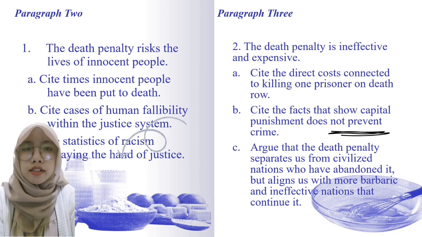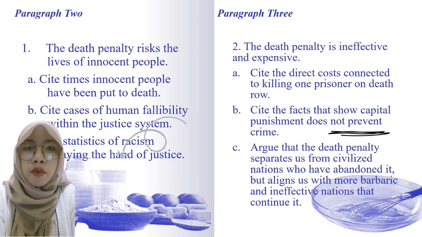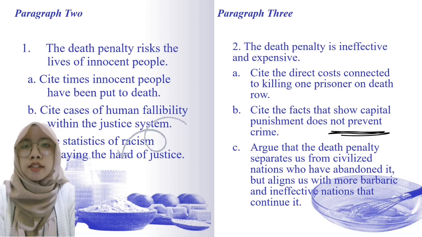Paragraph 3. The death penalty is ineffective and expensive. A. Cite the direct costs connected to killing one prisoner on death row. B. Cite the facts that show capital punishment does not prevent crime. C. Argue that the death penalty separates us from civilized nations who have abolished it, but aligns us with more barbaric and ineffective nations that continue it.